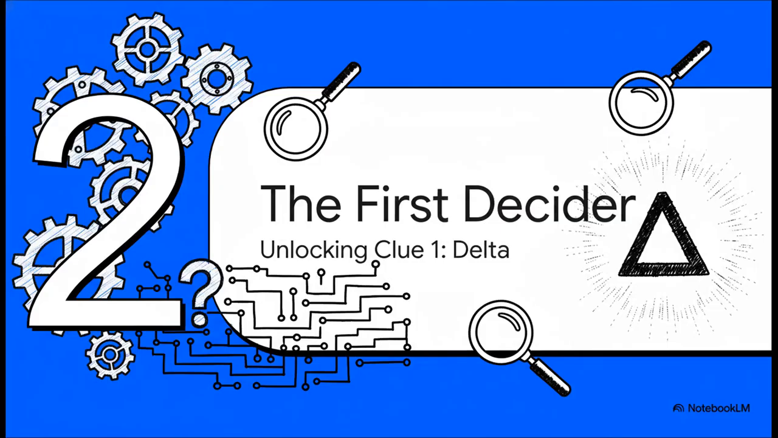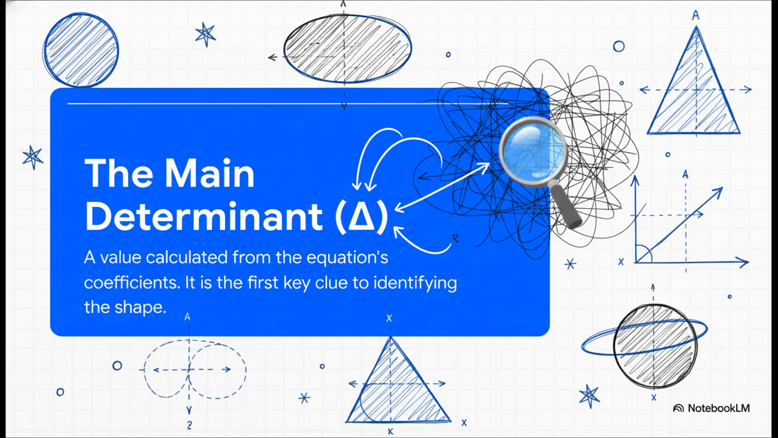So how do we crack this code? How do we figure out what shape is hiding inside this equation? Well, the good news is we don't have to guess. There's a system, a process, and it all starts by calculating our very first clue. And that first clue is a special value called the main determinant. We show it with the Greek letter delta. All it is, is a number we get by mixing our ingredients, the coefficients, in a very specific way. And this one number, it's our first and most important decider.